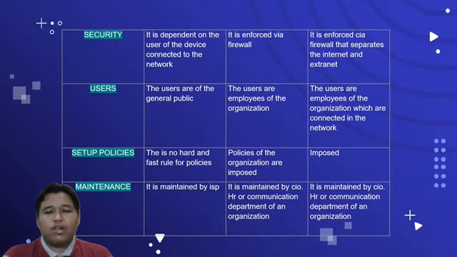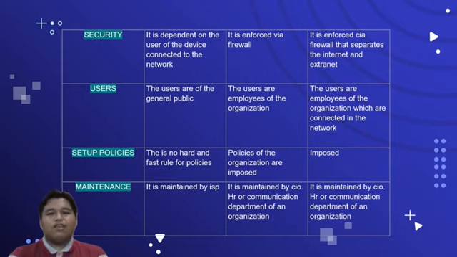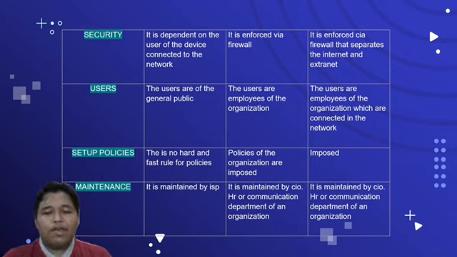Now, we talk about security. The security of the internet is dependent on the user of the device connected to the network. Then, for the security of the intranet, it is enforced via a firewall. Then, the extranet network security is enforced via a firewall that separates the internet and extranet.